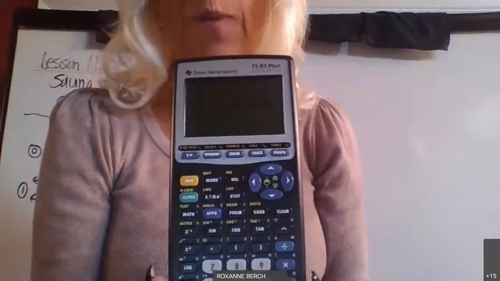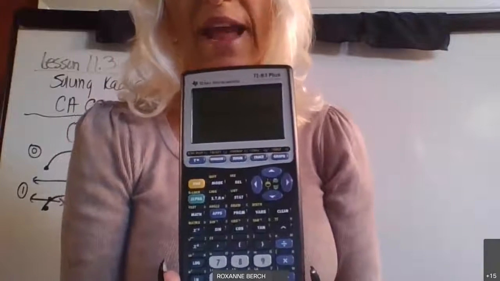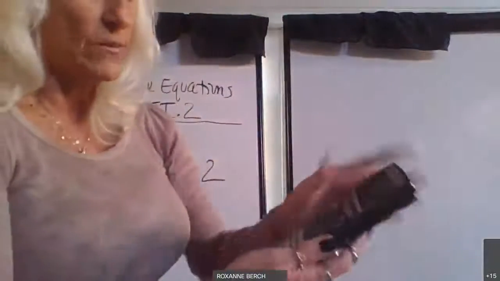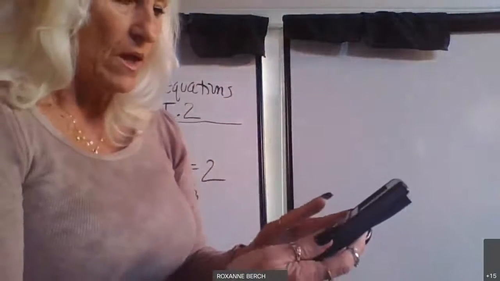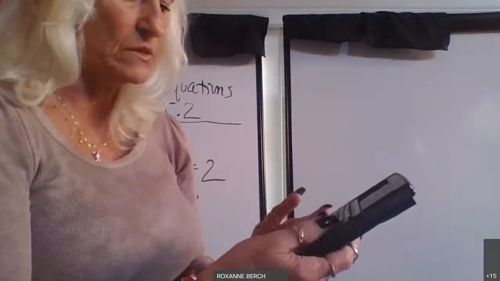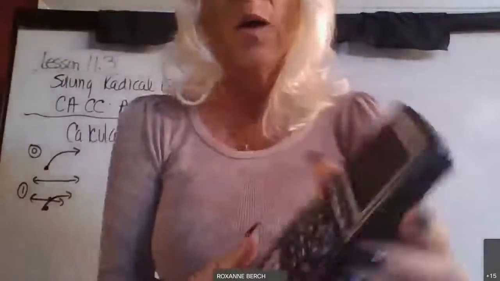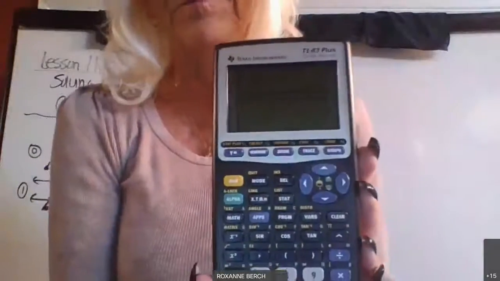So I'm going to change my x min to 0. So I'm going to go into my window, and I'm going to go from 0 to 20 counting by 2s. And then I'm going to hit graph again. And now, see that? That's a lot better.